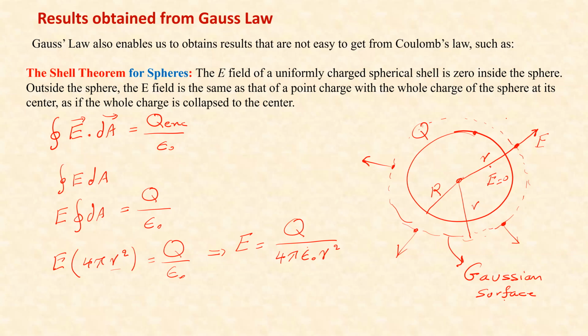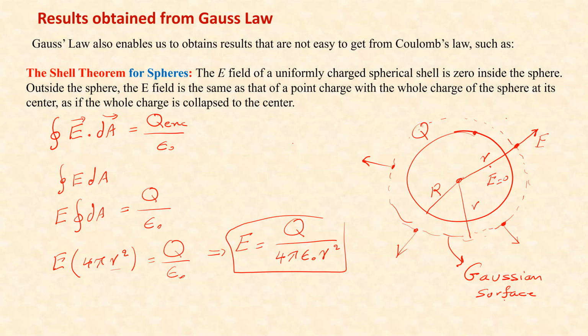So Gauss's law gives you very easily the result that if you want the electric field of a uniform spherical shell of charge Q, just put all the charges at the center and treat it as a point charge. This is the result of Gauss's law. That sometimes makes life a lot easier.